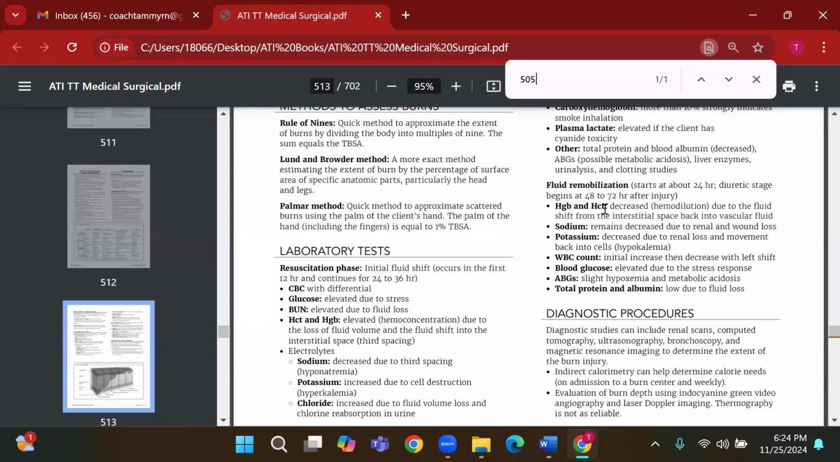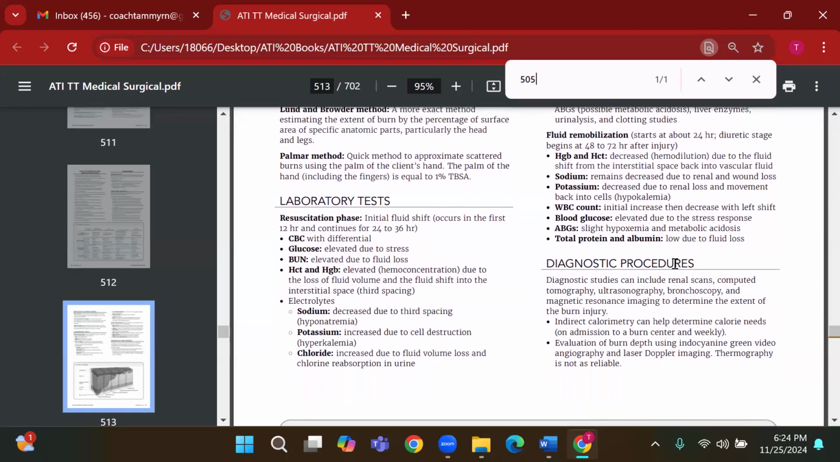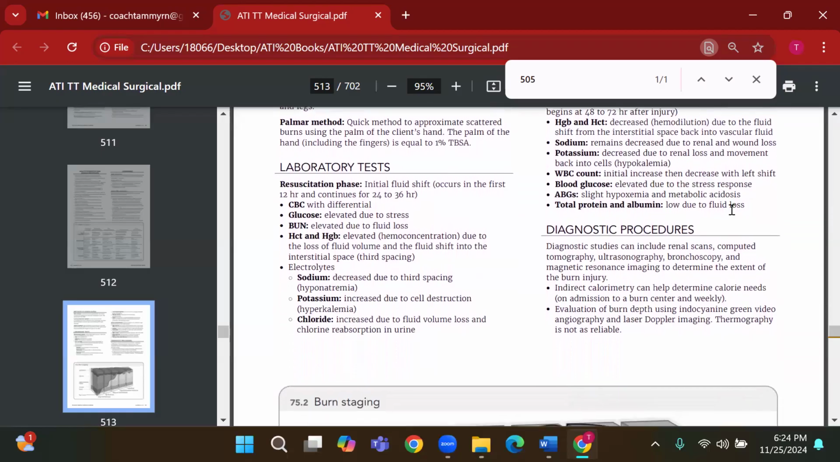We already know hemoglobin and hematocrit, well, look what this says: will be elevated at first, I think, and then it says decrease due to the fluid shift. So we're going to see some shifts here, remain decreased during the renal wound loss, sodium. I don't know that the didactic tells you that you have to memorize them, but going into this test, knowing that the sugars will be up, you might see metabolic acidosis in this patient, and then protein and albumin will be low because they've lost fluids.